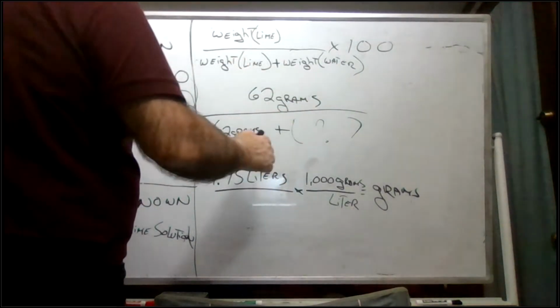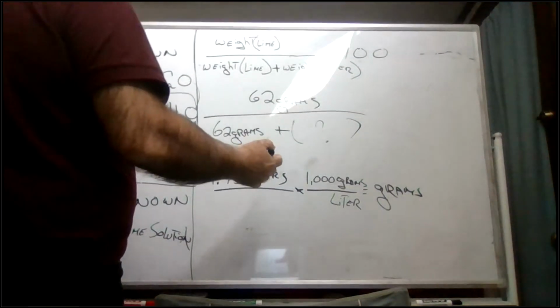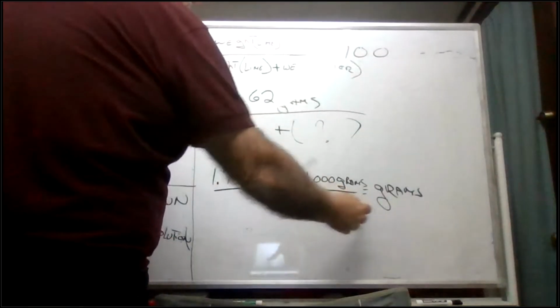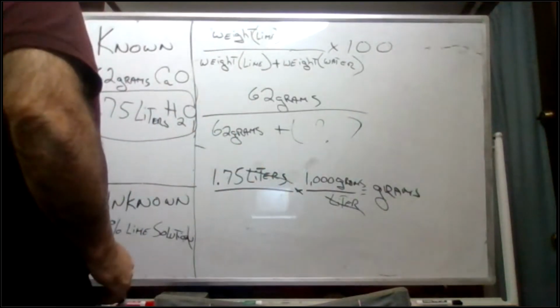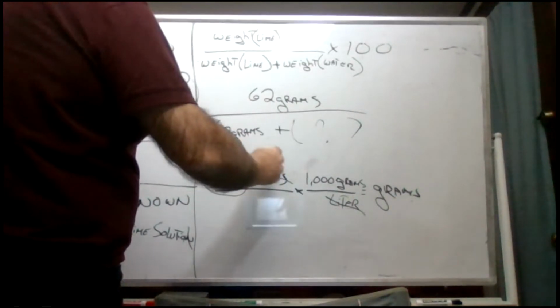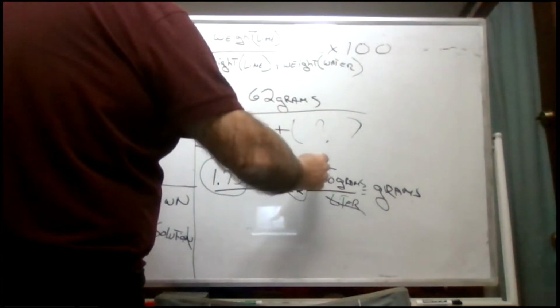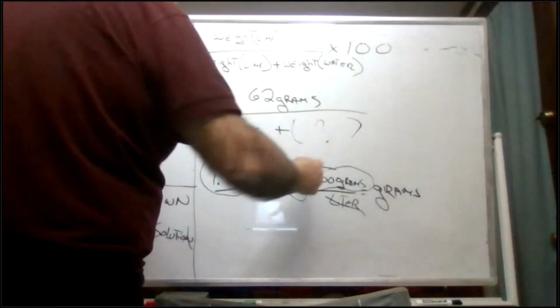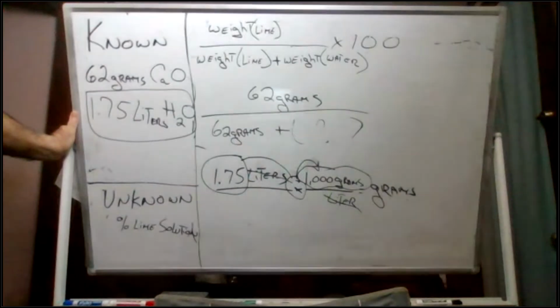All right. I know 1,000 grams equals 1 liter of water. We want the liters to go away. We want them on opposite sides so we cancel them out. What's in between these two? A multiplication sign. 1.75 multiplied by 1,000 grams, and you're going to be left with grams. Capiche?